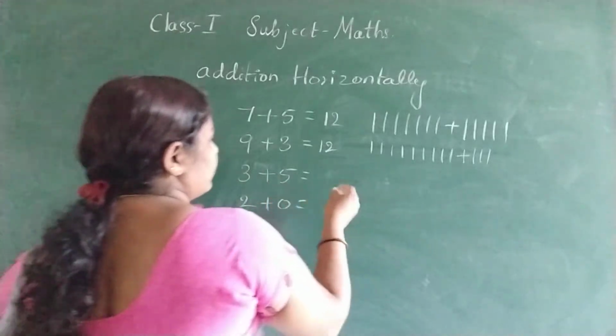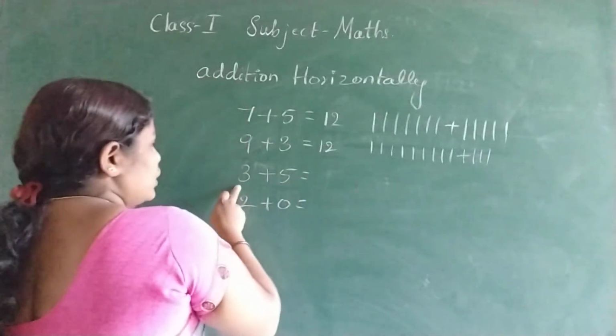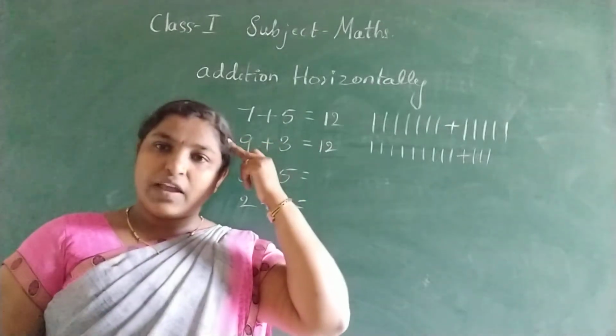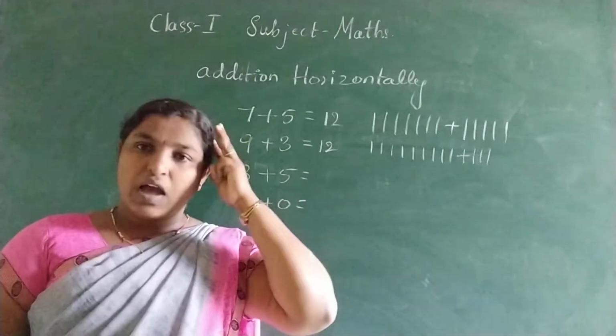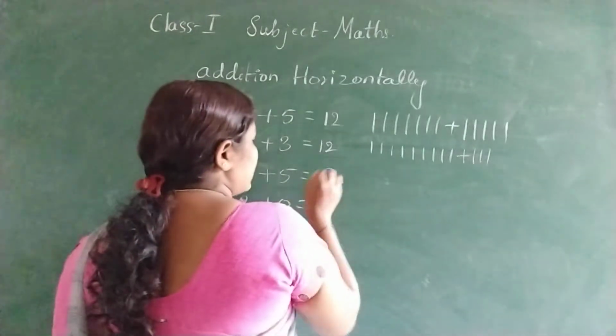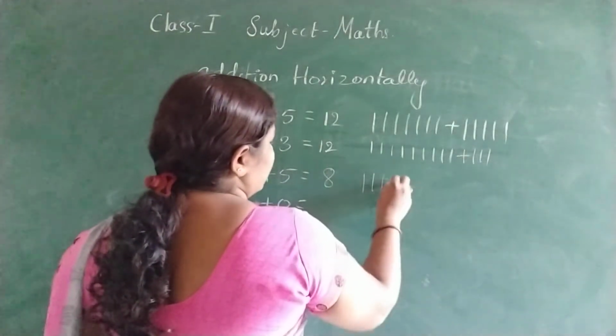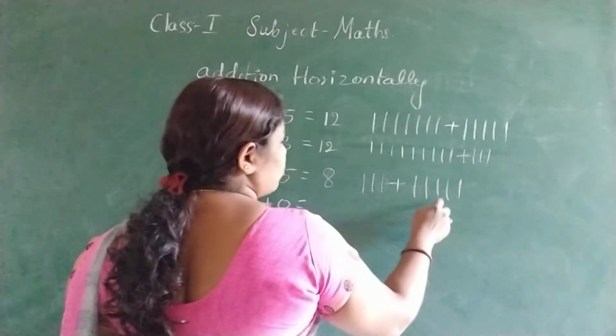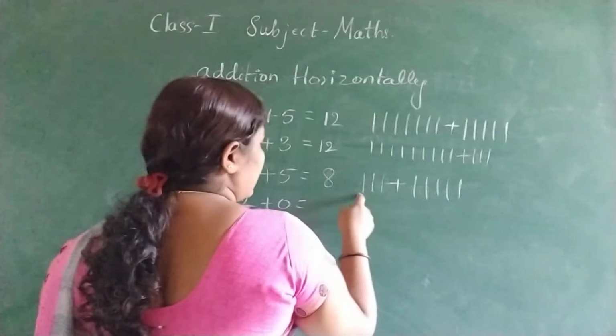3 plus 5. Big number is 5, small number is 3. So keep the big number in your mind. 5 plus 3: 5, 6, 7, 8. So the answer is 8. With lines: 1, 2, 3 plus 1, 2, 3, 4, 5, counting all, 1, 2, 3, 4, 5, 6, 7, 8.